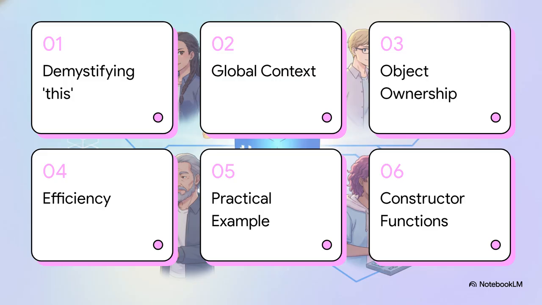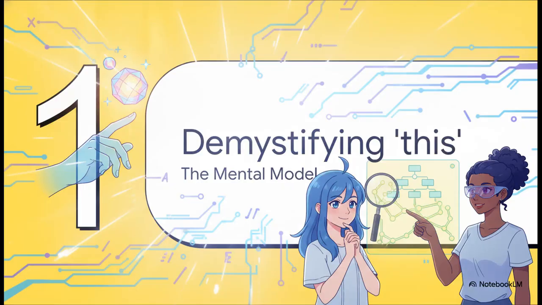Here is our roadmap for today. First, demystifying the this keyword. Then, the global execution context. After that, object context and ownership, efficiency and scalability, a practical application, and finally, next steps, constructor functions. Let's get into it. Section 1.